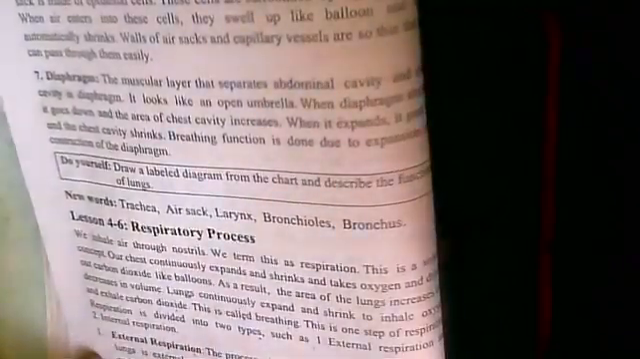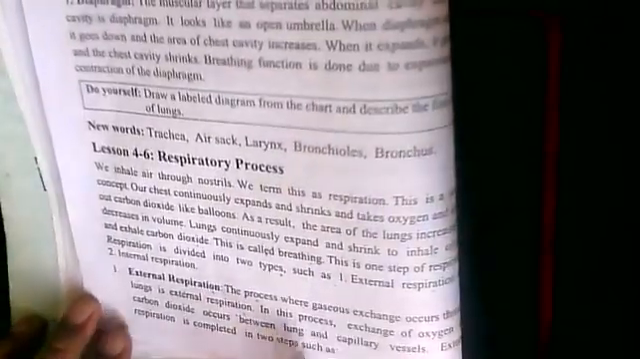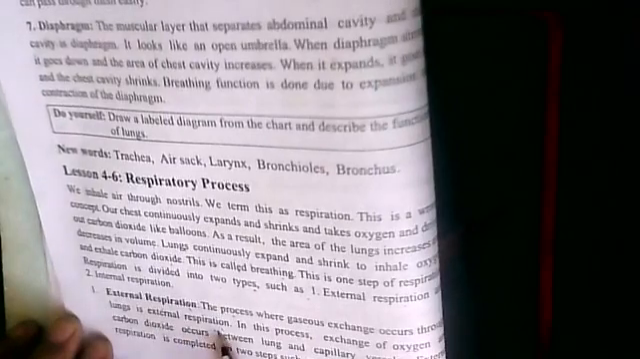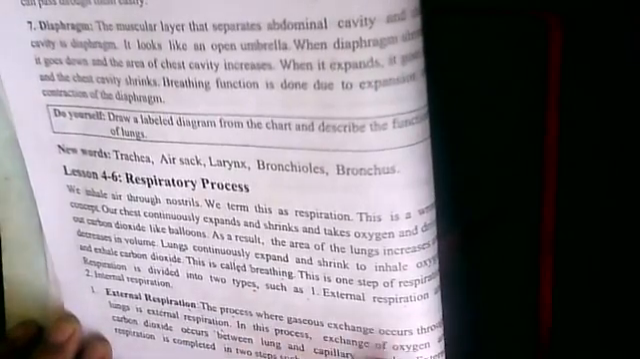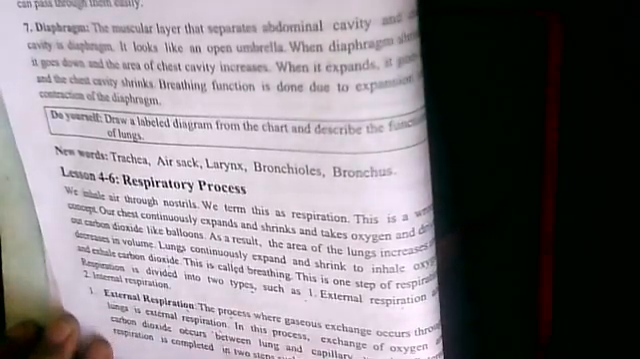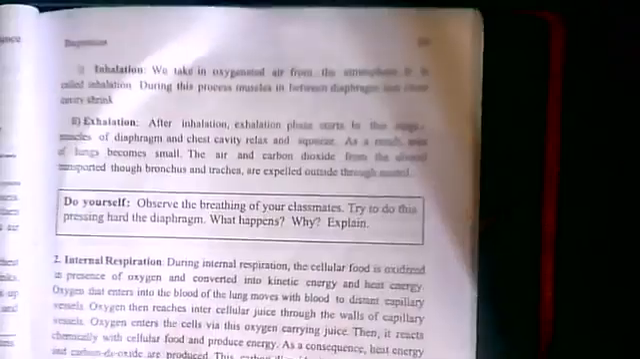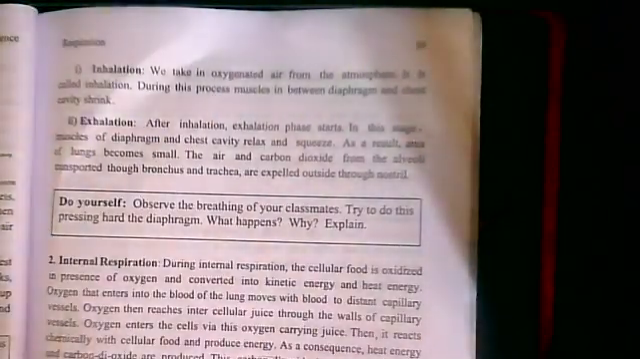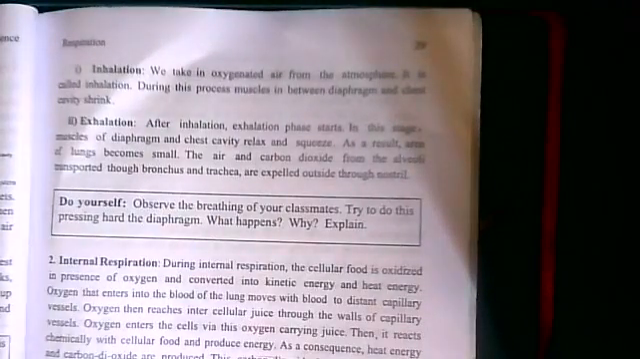Respiration is divided into two types, such as external respiration and internal respiration. External respiration. The process where gases exchange occurs through lungs is external respiration. In this process, exchange of oxygen and carbon dioxide occurs between lungs and capillary vessels. External respiration is completed in two steps such as inhalation. We take in oxygenated air from the atmosphere. It is called inhalation. During this process, muscles in between diaphragm and chest cavity shrink.